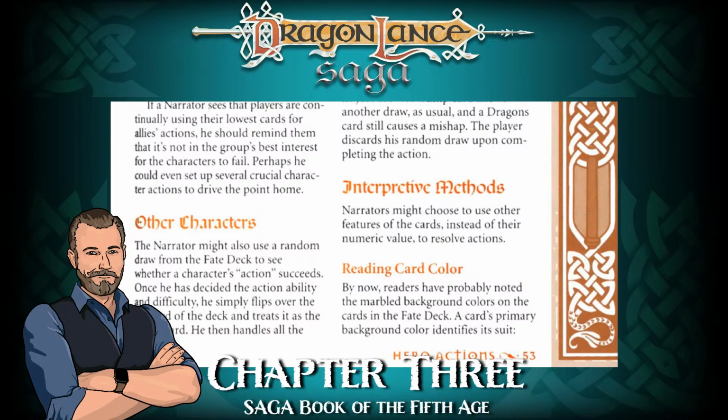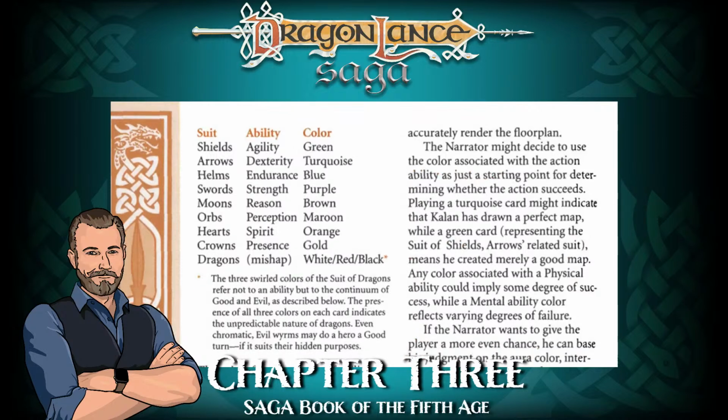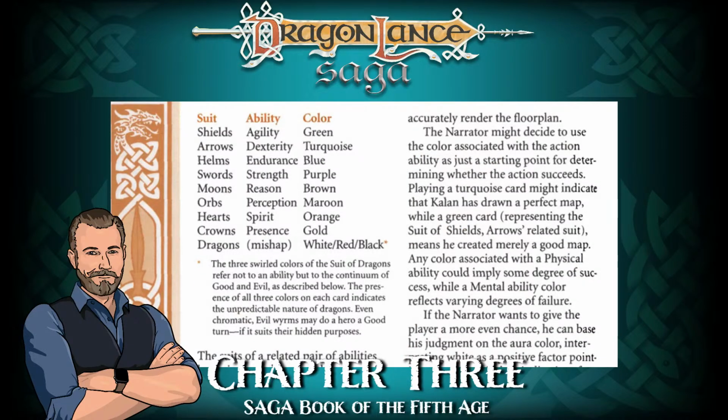Interpretive methods. Narrators may choose to use other features of the cards instead of their numeric value to resolve actions. Reading card color. By now, readers have probably noted the marbled background colors on the cards in the Fate deck. A card's primary background color identifies its suit. And now we have a table here of what the different suits are, what the ability associated with that suit is, and what the color associated with that suit is. There is an asterisk on the dragon's mishap, white, red, black.